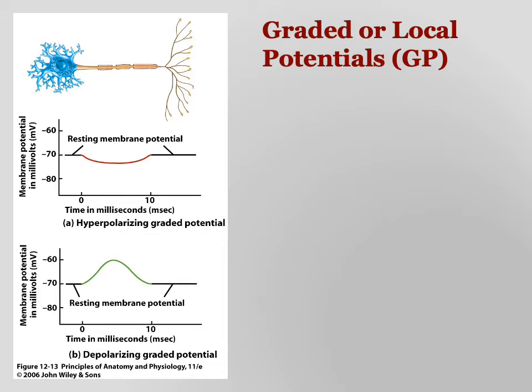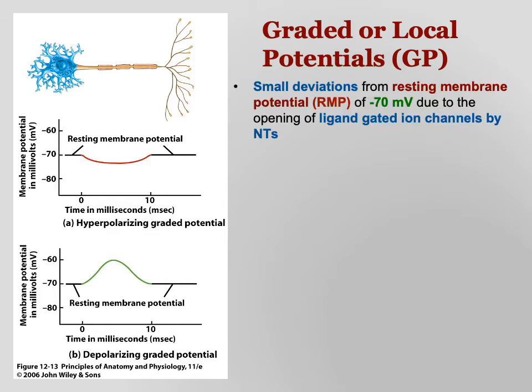So the action potential occurs on the axon. Remember, A for action potential, A for axon. And it's caused by voltage-gated channels. In contrast, on the dendrites, we have ligand-gated channels, and those cause graded potentials or local potentials. Some books call them one, some books call them the other. I normally call them graded, but you should know both names, okay?